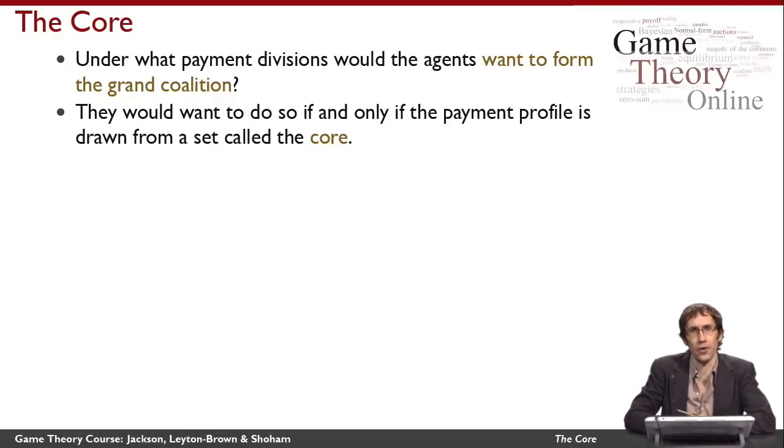Under what payment divisions would the agents be willing to form the Grand Coalition? And the answer, as we'll see, is that they would be willing to do so if the payment profile belongs to a set which we'll call the core. Here's how we define the core.